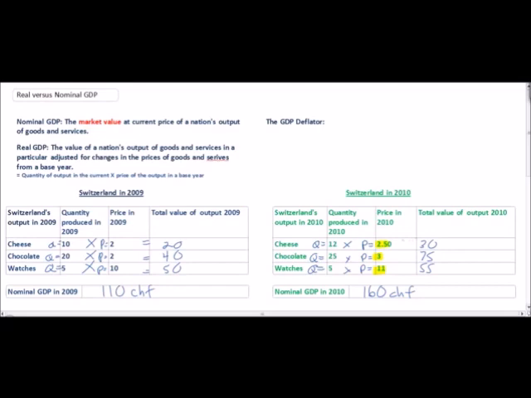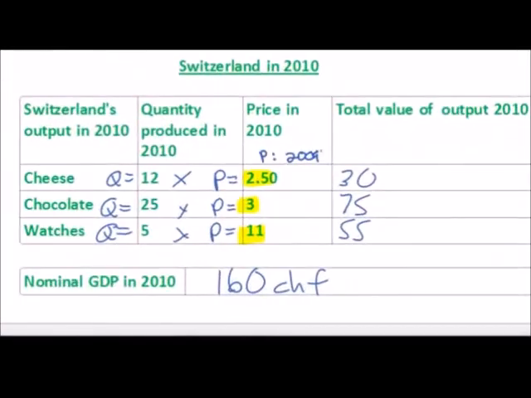So I'm going to plug the prices in from our table on the left into our table on the right. So in fact, if we use 2009 prices, we have lower prices for all three goods since there was inflation between 2009 and 2010.